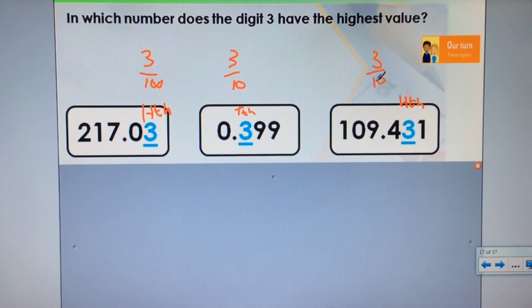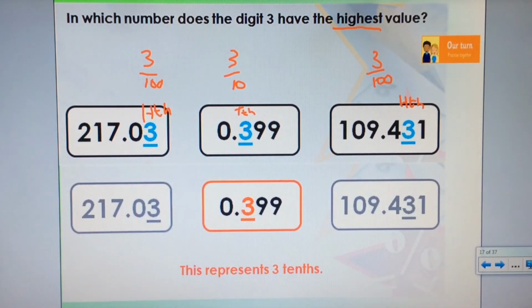So let's go back to the question then. Now we've understood what the 3 is representing in each number. It says, in which number does the digit 3 have the highest value? Okay, so I can see that if a 3 is in the tenths column, it is higher than a 3 in the hundredths column. So my answer would be this one here, the one in the middle. This represents 3 tenths. Well done if you got that right.